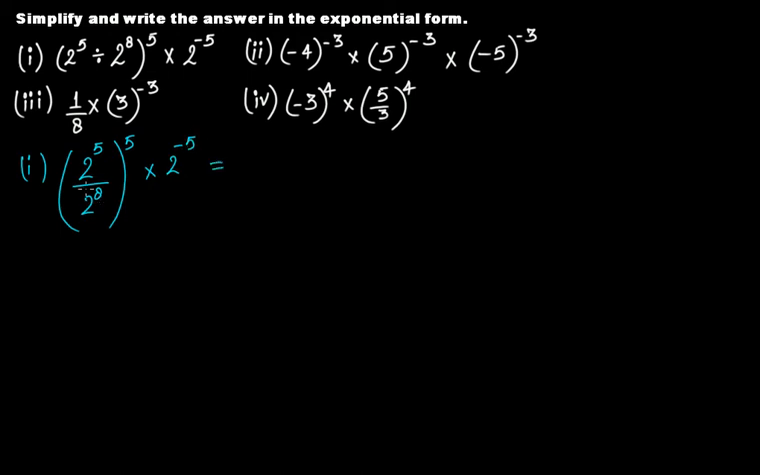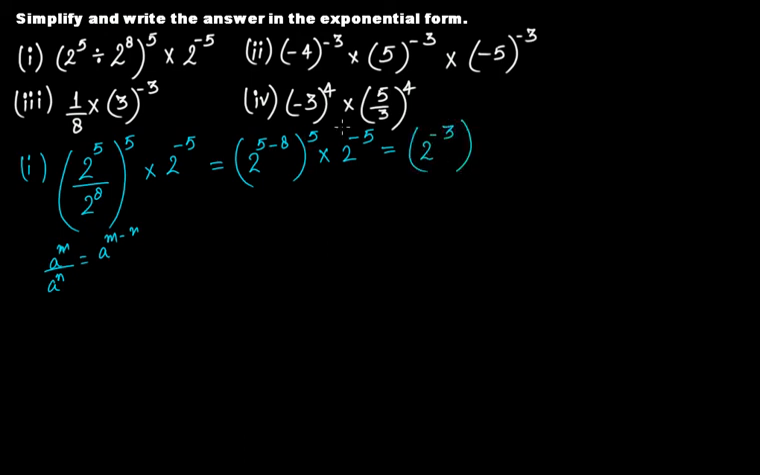This can be written as what? This is a raised to the power of m divided by a raised to the power of n. Using this law, this is a raised to the power of m minus n, right? So this is 2 raised to the power of 5 minus 8, and this whole is raised to the power of 5 multiplied by 2 raised to the power of minus 5. So this is 2 raised to the power of minus 3, and this is raised to the power of 5 multiplied by 2 raised to the power of minus 5.